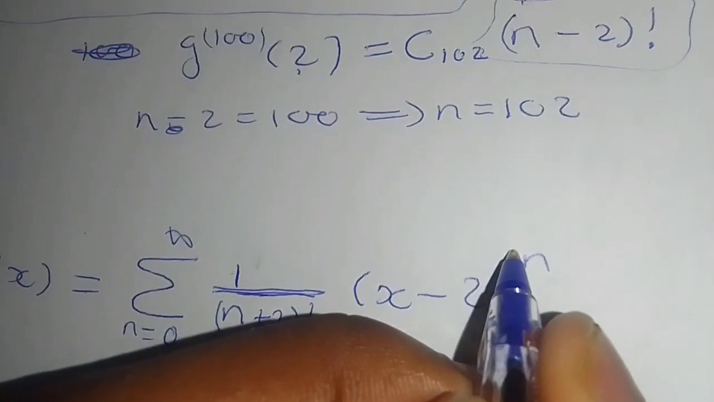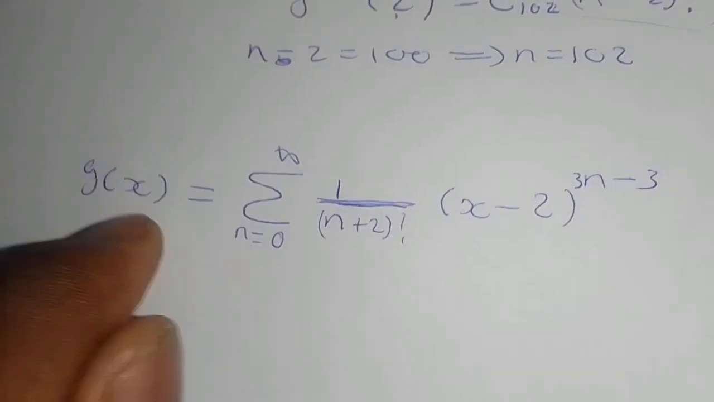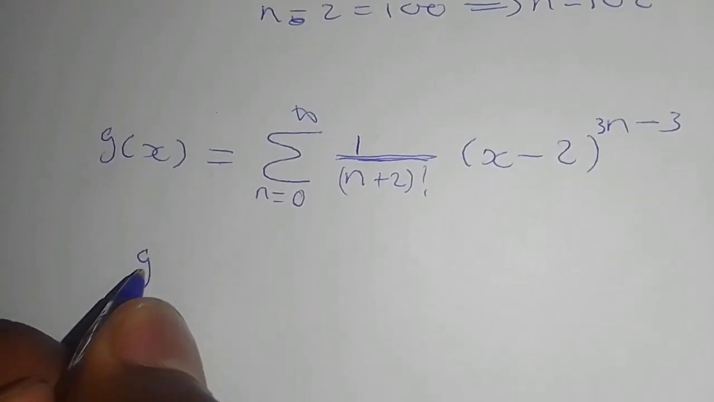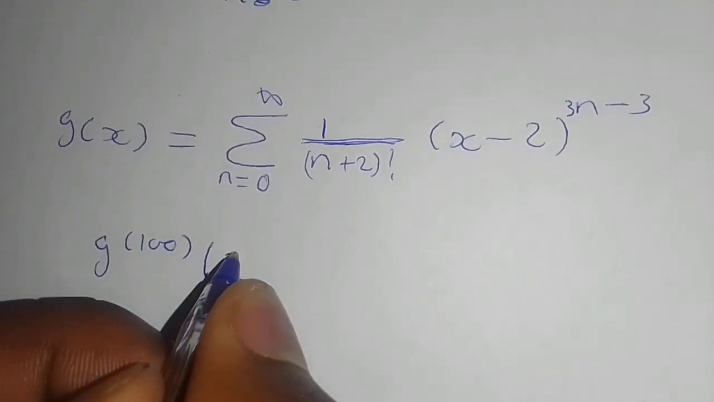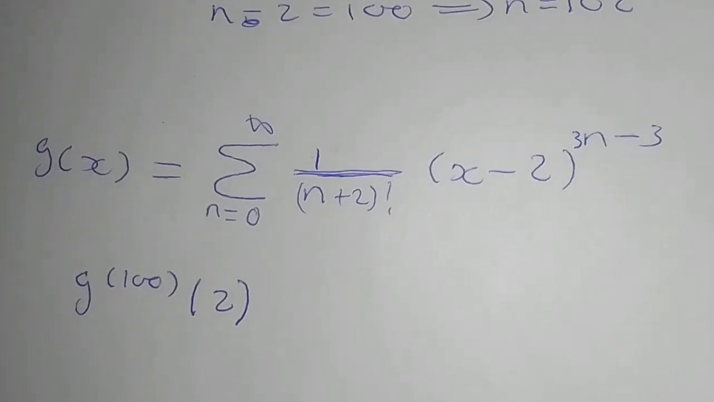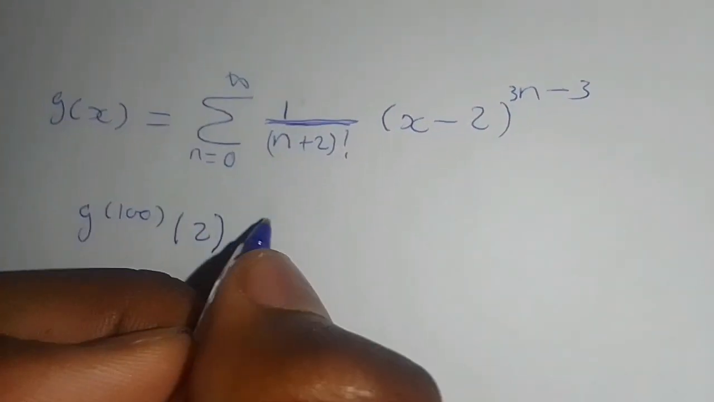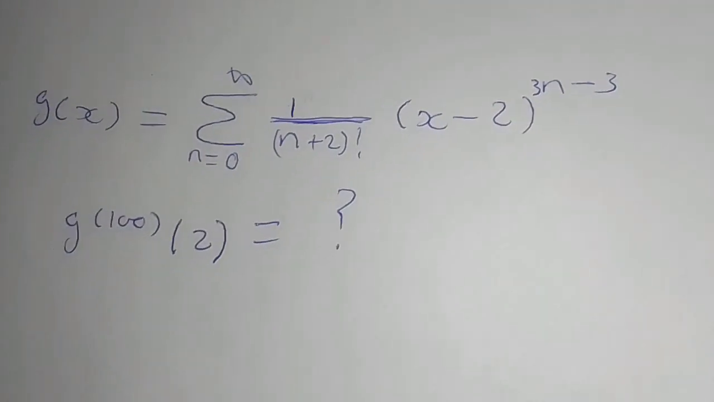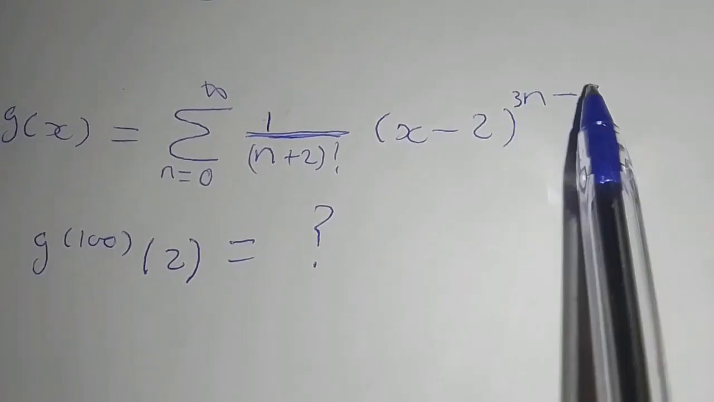Maybe just, let's say, 3n minus 3. Okay, so let's say they give you this now. Find g at 100 evaluated at 2, obviously, because we want the other derivatives to be 0 at 2. So that's basically the idea there. So now, here, how do we get this? Remember what I said. You consider where x will just have a power of 100 right there.